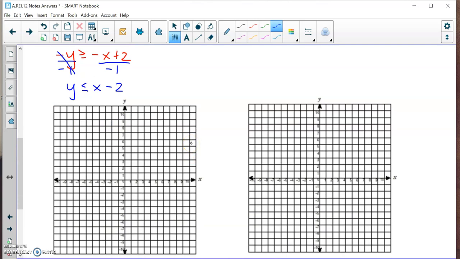My y-intercept is -2, my slope is 1, which means I go up 1 and over 1 or down 1 and over -1. This should be a solid line on the graph because there's an equal to sign within your inequality. And since it's a less than symbol now, that means I shade below.